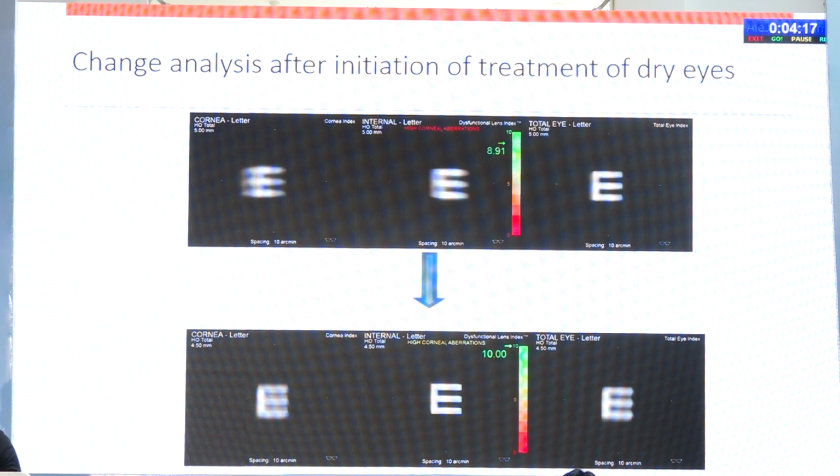Lens aberrations are okay, it's still around 8.9, but the eye trace clearly tells us the issue with the optical system is with the cornea. So after we treat the dry eye disorder with lubricants and doxycycline and anti-inflammatories, the image quality has improved a lot, and the aberrations have all come down, and now the E chart shows us an optical quality of 10 out of 10.